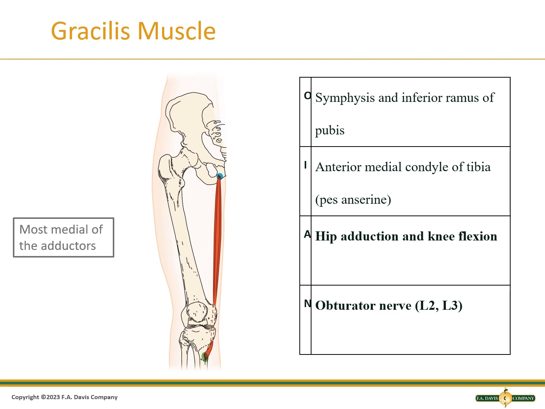We'll follow that up with gracilis, which is going to be the most medial of our adductor muscles. It is the only multi-joint adductor because it inserts on the pes anserinae, so we can see that it crosses the knee here. So it contributes to hip adduction and knee flexion because of its crossing of the knee joint. And it is an adductor muscle, so it is innervated by the obturator nerve.